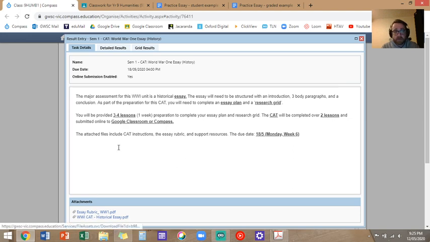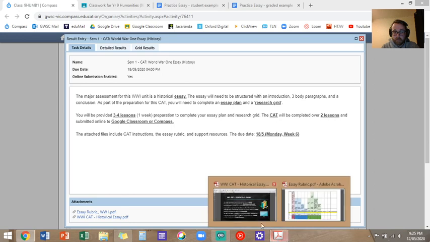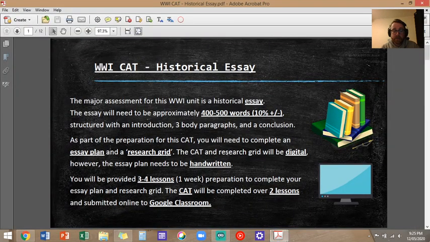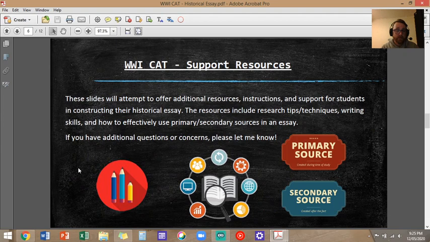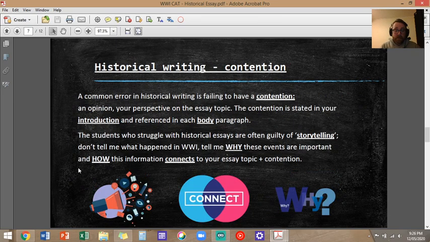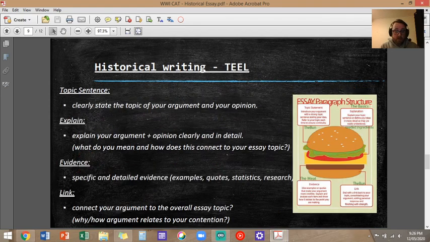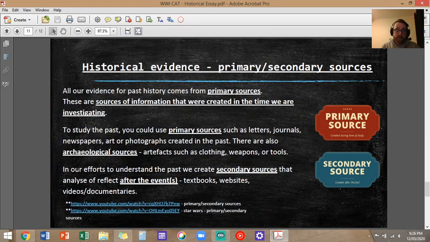So the attachments that I've included in the CAT file are the instructional slides that we went over actually before we started our dev task. I would like to remind you that these exist though, because for those of you that struggled in the essay plan with things like your contention, TEAL, primary and secondary sources, this information would probably be a good place to go to revise and review some of those key concepts.